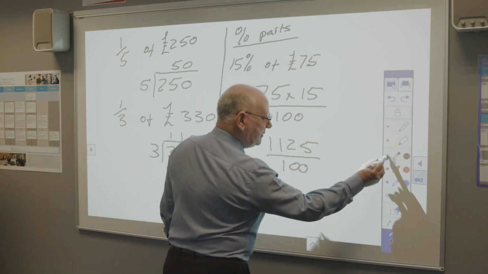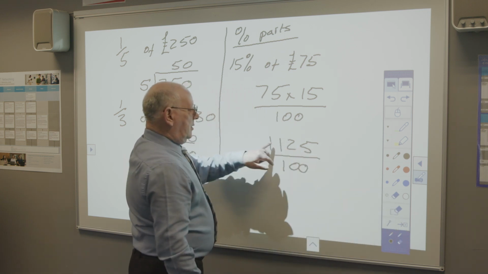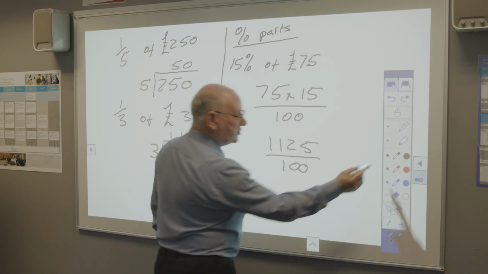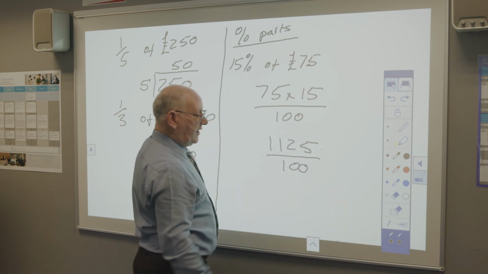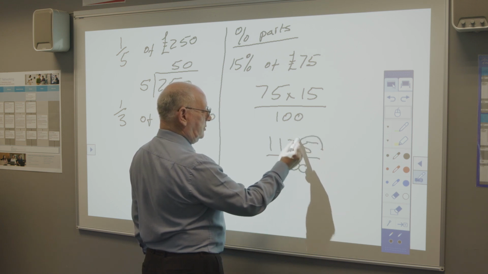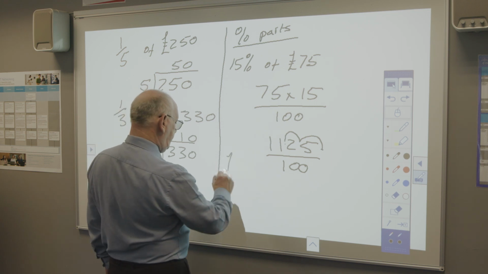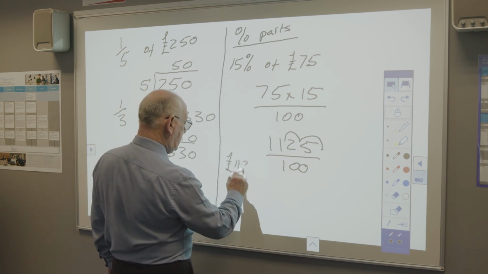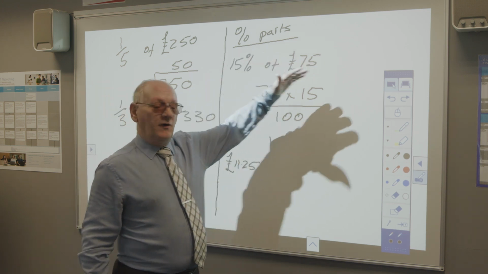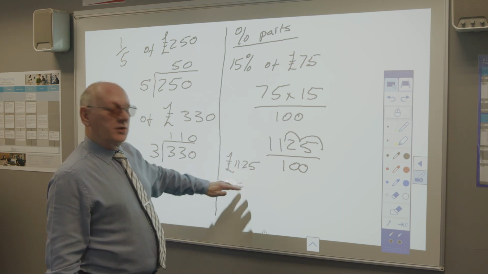Let me show you that again. 1,125 is a whole number. So your decimal point, if you wanted to put one in, would be there. Divide by 100, so you move it left twice. £11.25. That's the 15% of £75. That's not the cost of the coat. That's the discount from the coat.